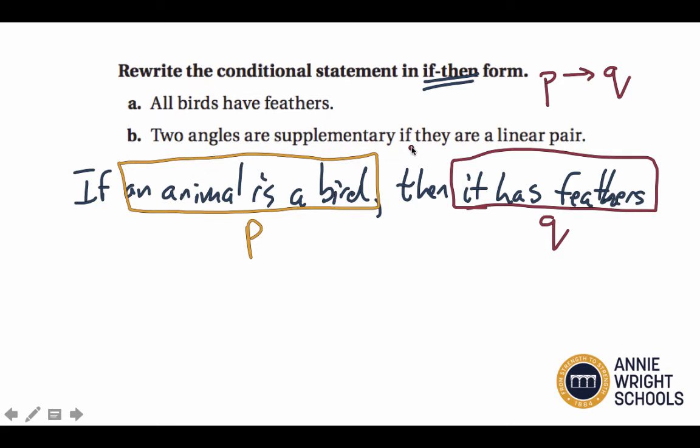Two angles are supplementary if they are a linear pair. This one we just have to reverse. If two angles are a linear pair, then the two angles are supplementary. If two angles are a linear pair, then they're supplementary. Good?